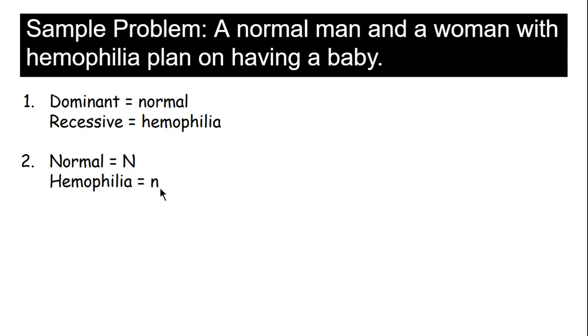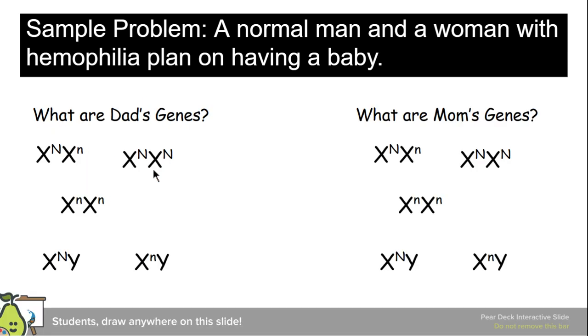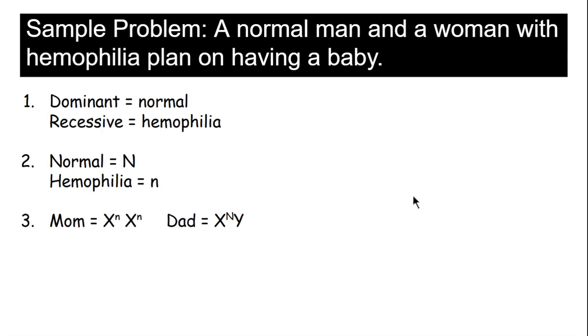Step 2, assign letters. Normal, we're going to use a big N, hemophilia, little n. Again, you can use whatever letter you want, okay? So we have to figure out what's dad's genes. So dad is normal. Dad has an X and a Y. So he's got to be one of these two. And if he's normal, he's going to have a capital N. Mom has hemophilia. Mom is XX. Okay, we know mom is XX because all females are XX. Generally, there are exceptions to the rules, but most of the time. And she has hemophilia. So she's going to have 2 little n's. So we're going to write down mom is X with a little n, X with a little n. Dad is X with a big N, Y.